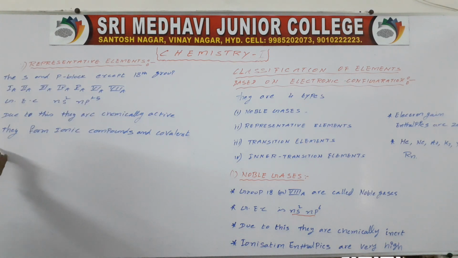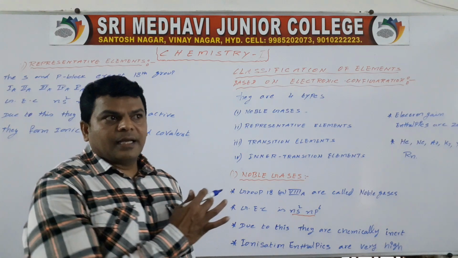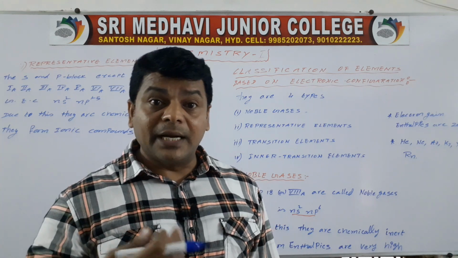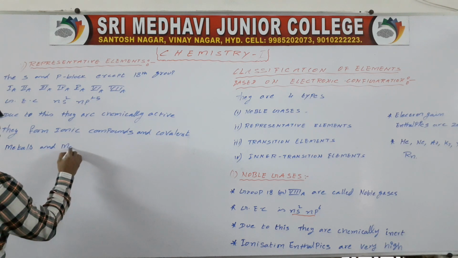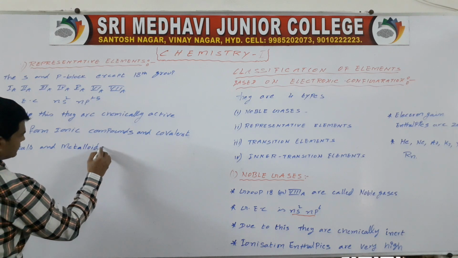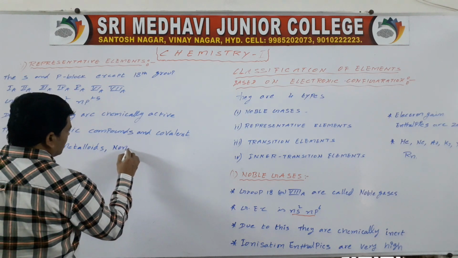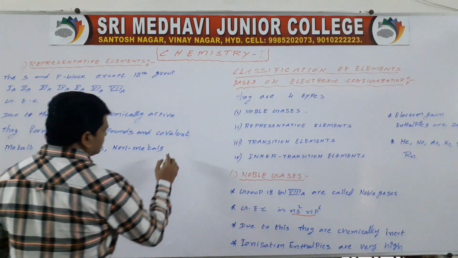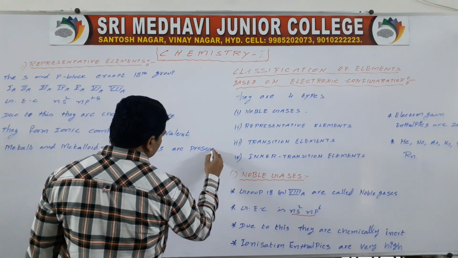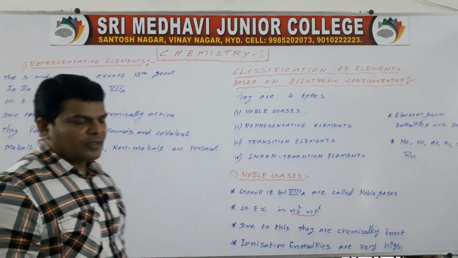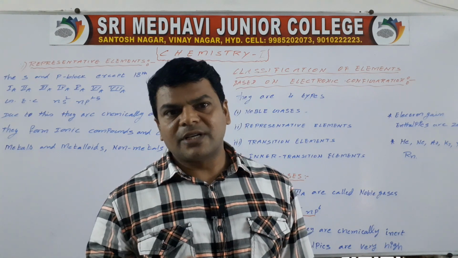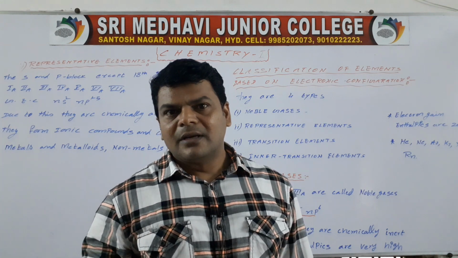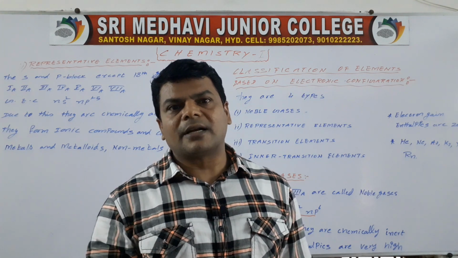Next, the representative elements contain metals, metalloids and non-metals. Metals, metalloids, and non-metals are present. First A, second A group elements are called metals. Third A, fourth A group elements are called metalloids, which are 50% metallic and 50% non-metallic. Fifth, sixth, seventh group elements are called non-metals.